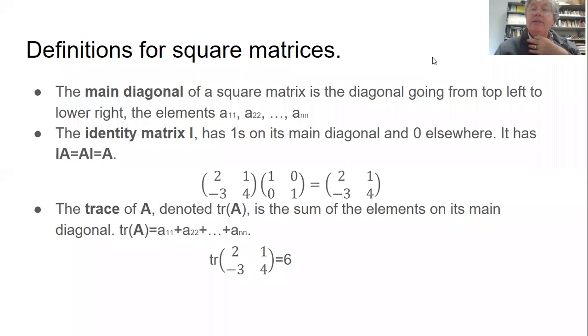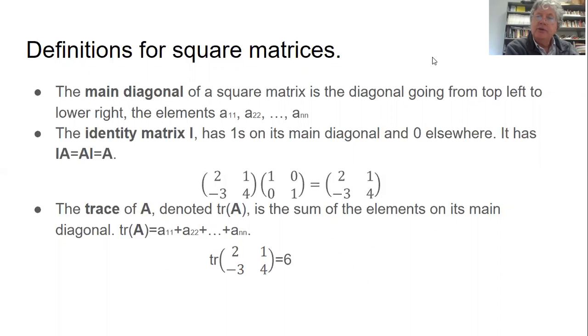Okay, continuing this module. In the second part, we're going to concentrate more on how matrix algebra applies to this course. Square matrices are the basic matrices we're going to deal with. The main diagonal of a square matrix is the diagonal that goes from top left to the lower right, the ones that are like a_ii.